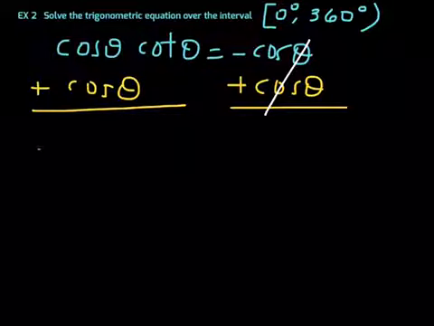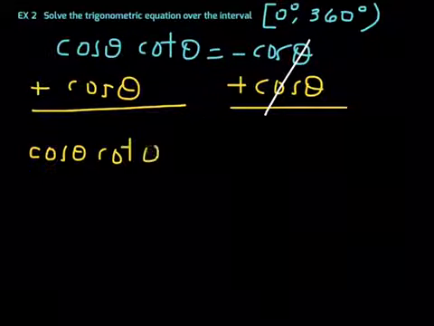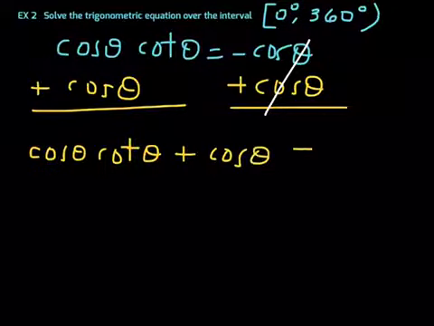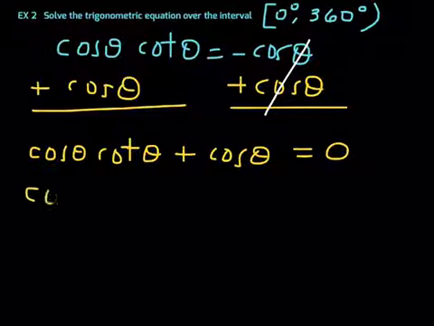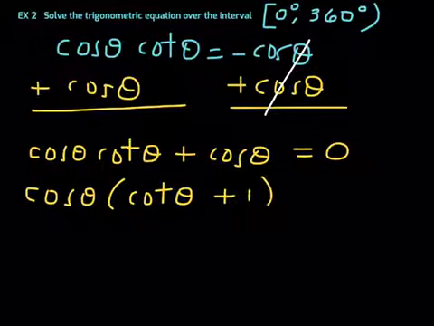So then you're going to get cosine theta times cotangent theta, right? And then plus this cosine theta that you added over here is now equal to 0. Equal to 0 is really nice. So now factor out a common factor of cosine theta. That would leave you with cotangent of theta plus 1 is equal to 0.